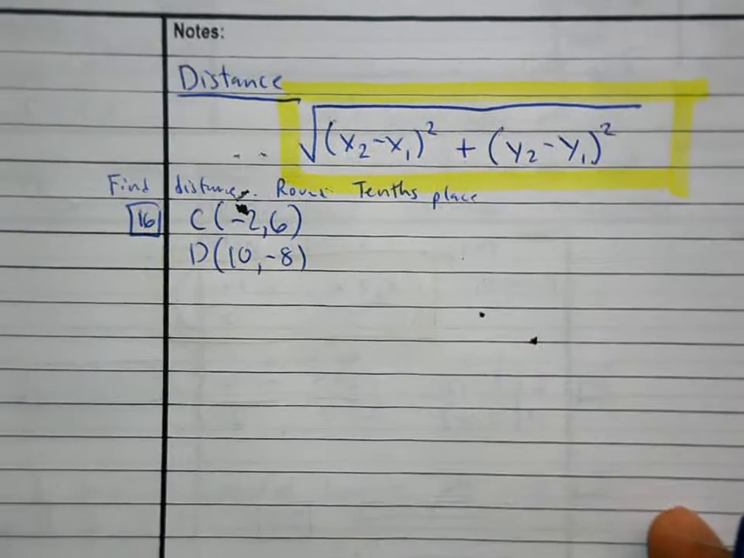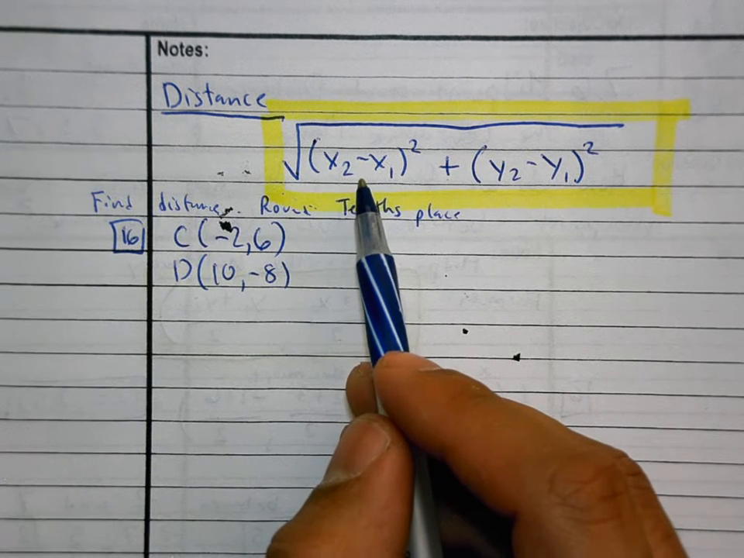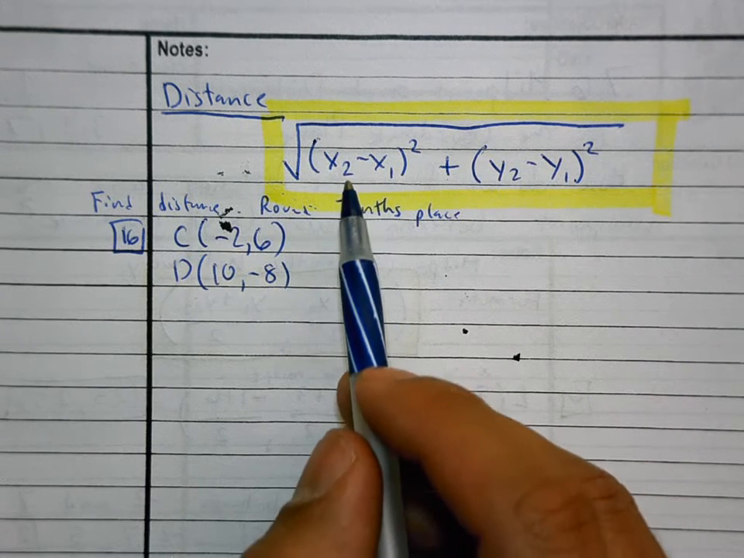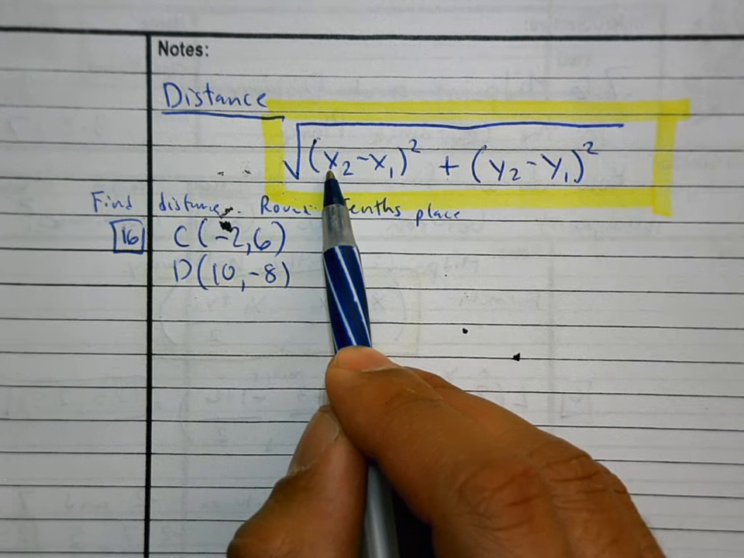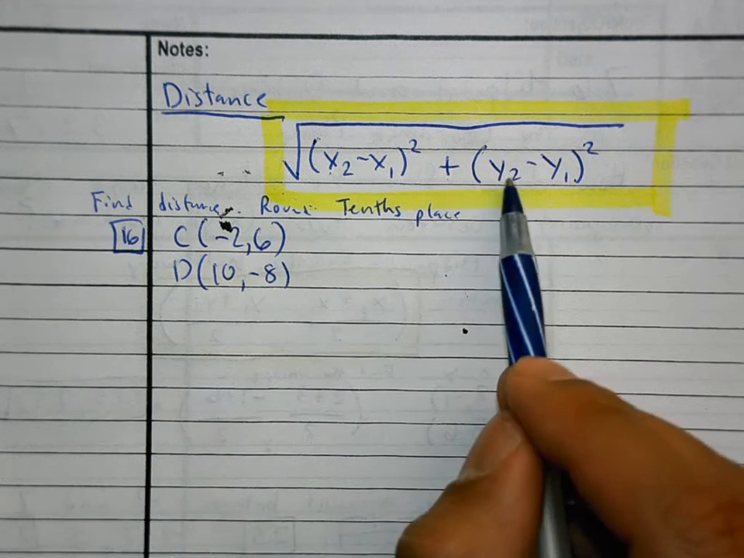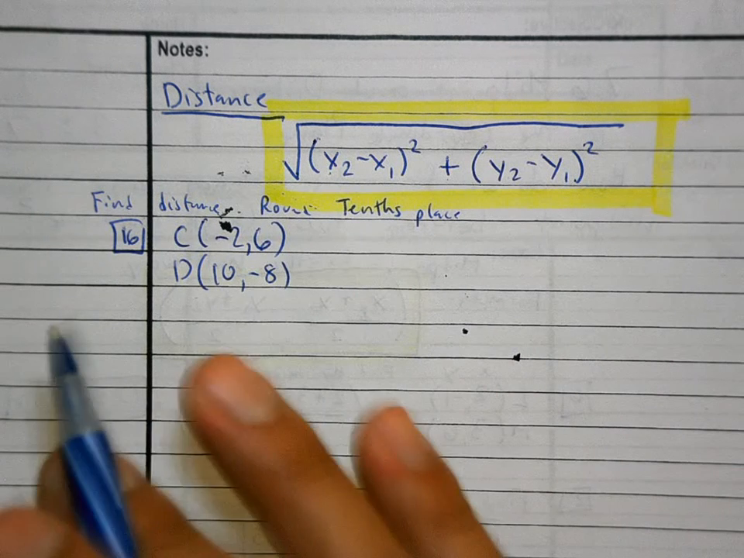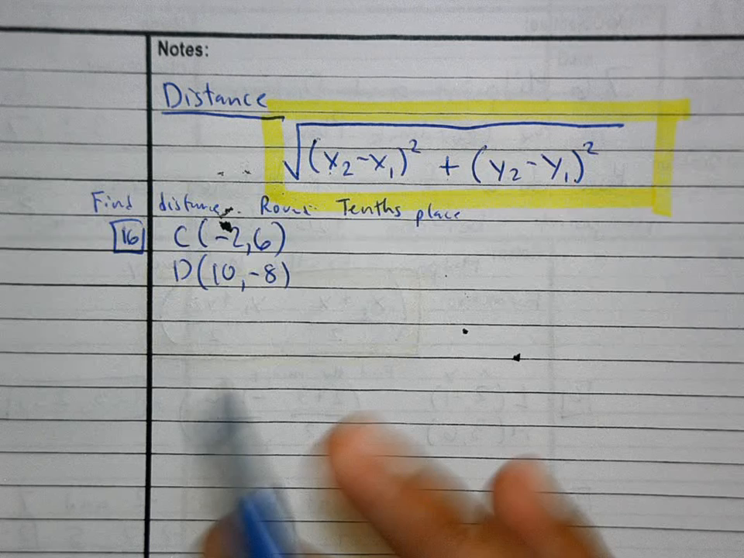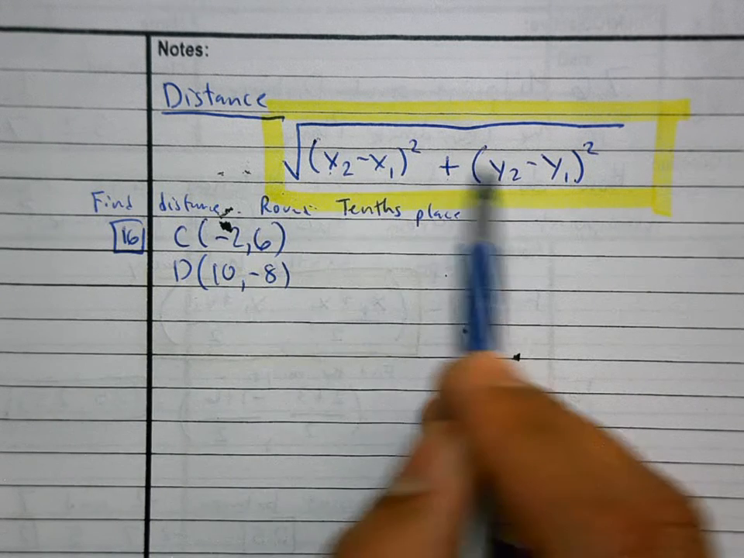It doesn't matter which one is x2 and which one is x1. But as soon as you decide which one is your x2, then your y2 has to match. It doesn't matter which one is x2 and which one is x1, but the y2 has to match with the x2.